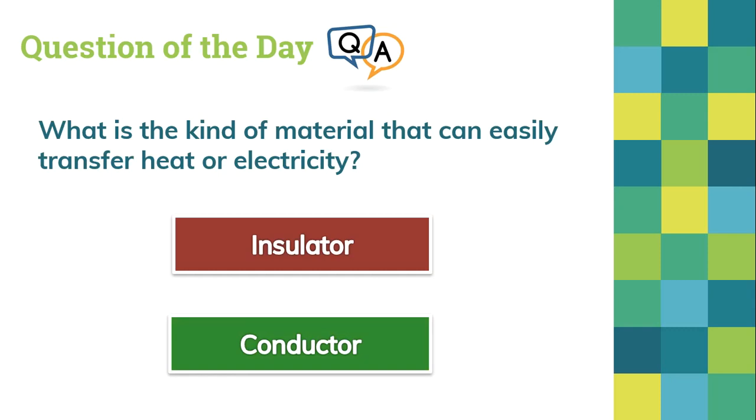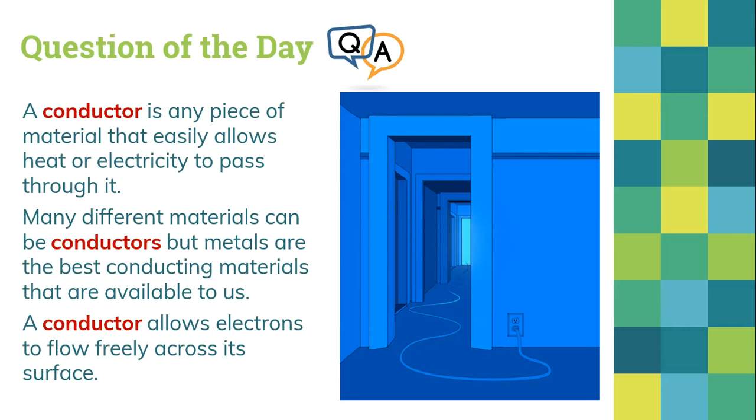I remember that in our previous lesson, which was all about electricity, we had the opportunity to take a look at conductors from the electricity perspective. This time, we're going to be taking a look from the heat perspective. We said that a conductor was any piece of material that easily allows heat or electricity to pass through it. It's like a highway, a road that allows electricity or heat to flow. Many different materials can be conductors, but metals are the best conducting materials that are available to us.